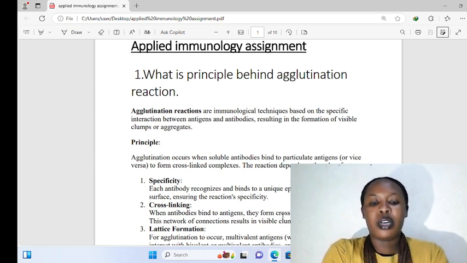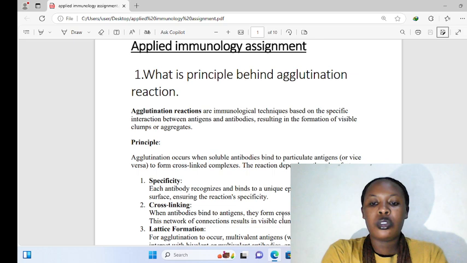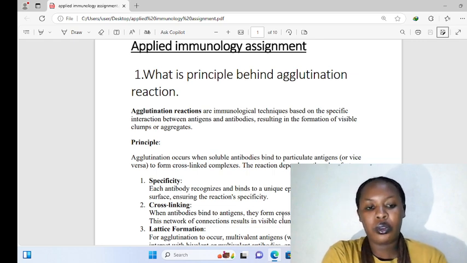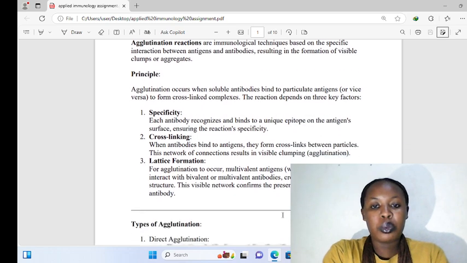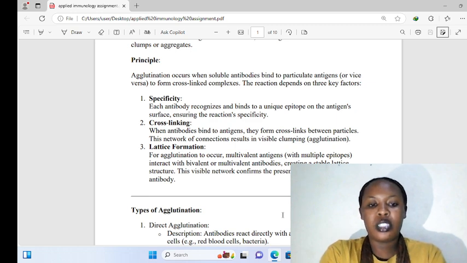First of all, let me start by defining what an agglutination reaction is. This reaction is an immunological technique based on the specific interaction between antigen and antibody. The reaction results in the formation of visible clumps or aggregates. The principle behind this reaction is that it occurs when soluble antibodies bind to a particular antigen, and vice versa, a particular antigen binds to an antibody to form a cross-linked complex.